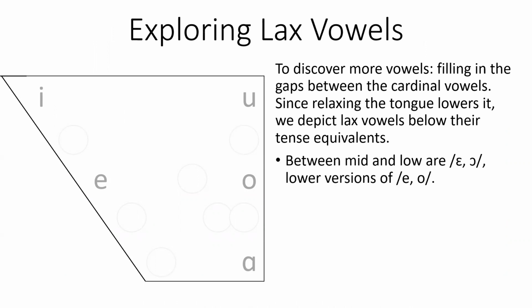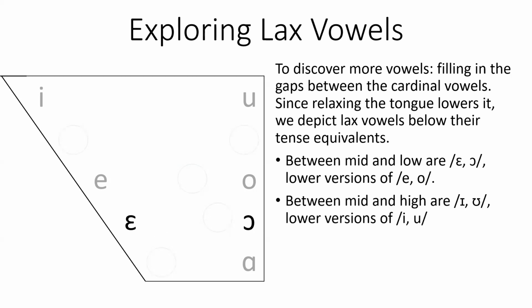So we'll start with the slightly more common ones. Between mid and low, we have epsilon and aw. Those are lower versions of e and o. So e, epsilon. You can feel you're just lowering your tongue or opening your jaw a little bit. Same with o, aw, o, aw. That's the only difference there.